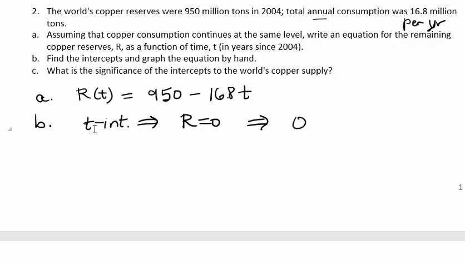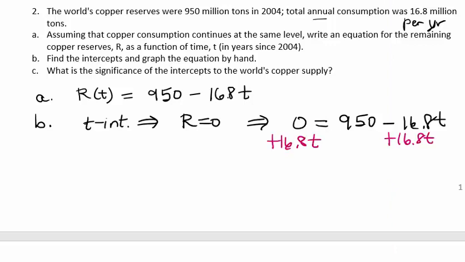Okay, so if R is 0, I'm just going to say 0 equals 950 minus 16.8t, and we'll solve this equation for t. I would move one of these terms to the other side, so I'm going to add 16.8t to each side, and then I have this equation, 16.8t equals 950, and we'll divide both sides by 16.8. So altogether 950 divided by 16.8 is about 56.5.